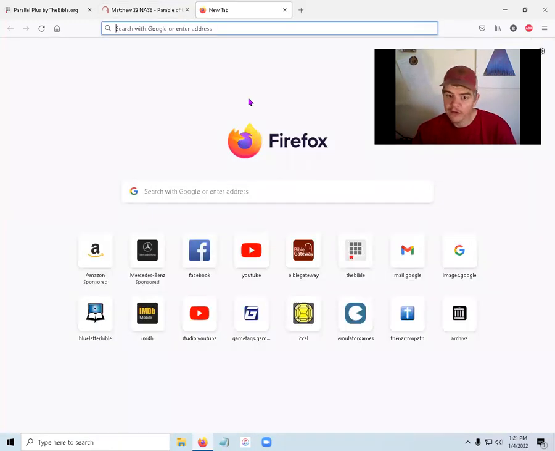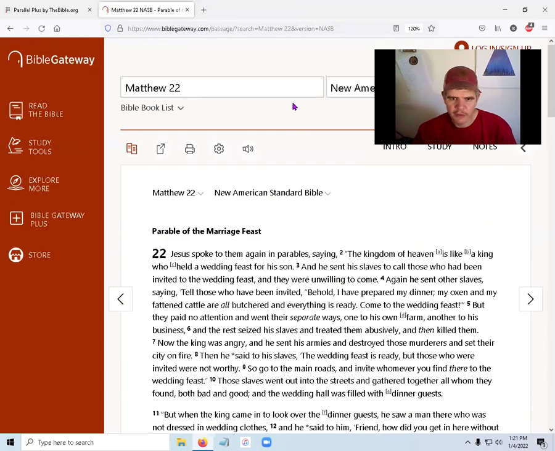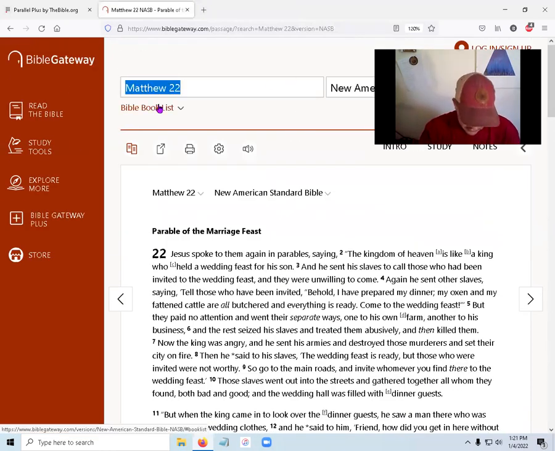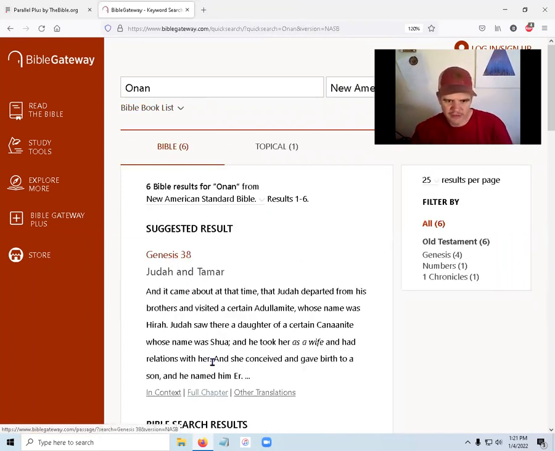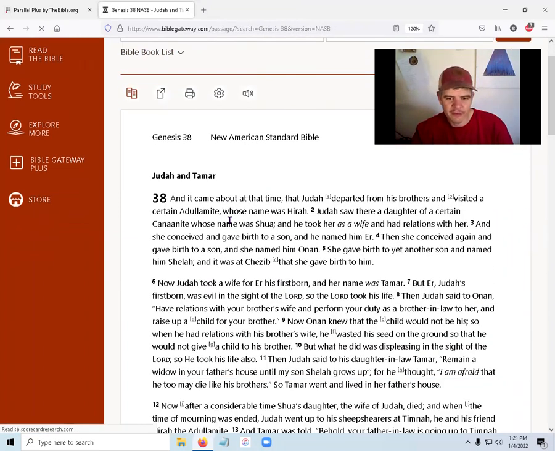Oh, hey, we read this story earlier, actually. I keep closing that as if it makes a difference. We read this story earlier, real quick. Onan. Judah and Tamar, Genesis 38, full chapter. Okay, real quick, we're going to read this.